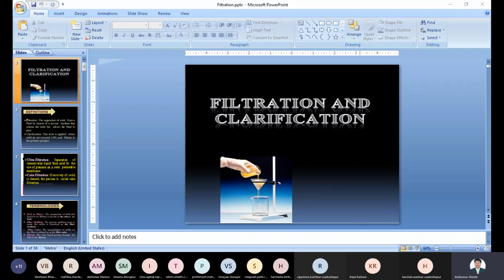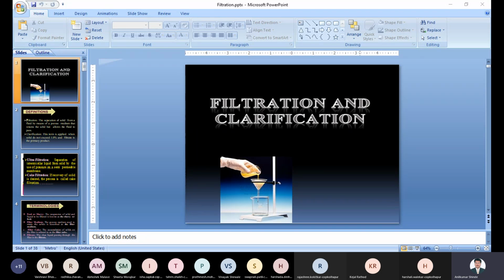Right. Then clarification is one of the definitions. So what is meant by clarification? This term is applied when solid does not exceed 1%. Right. So not more than 1% solids. So this is also called a slurry, right? This content, not more than 1% of the solid is contained in that solution, right?